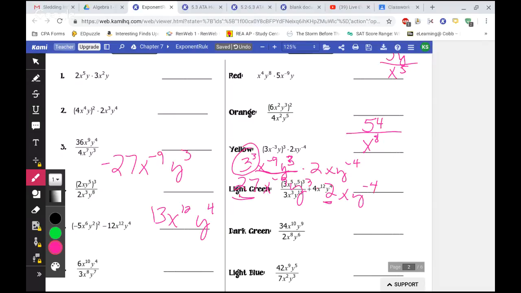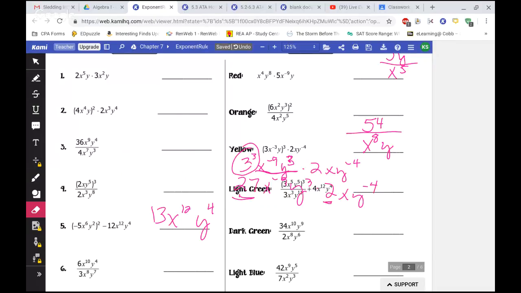I'm glad you came back. I was talking to you and you weren't there. My 8 still isn't very good. Apparently, I can't do it with the stylus. Woo! There I go. So that's the final answer for yellow.